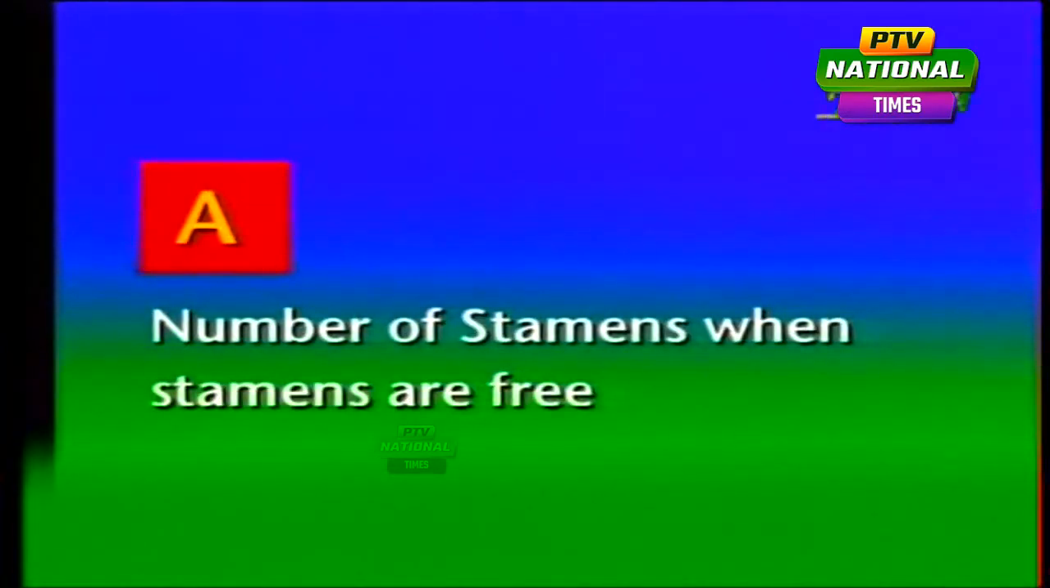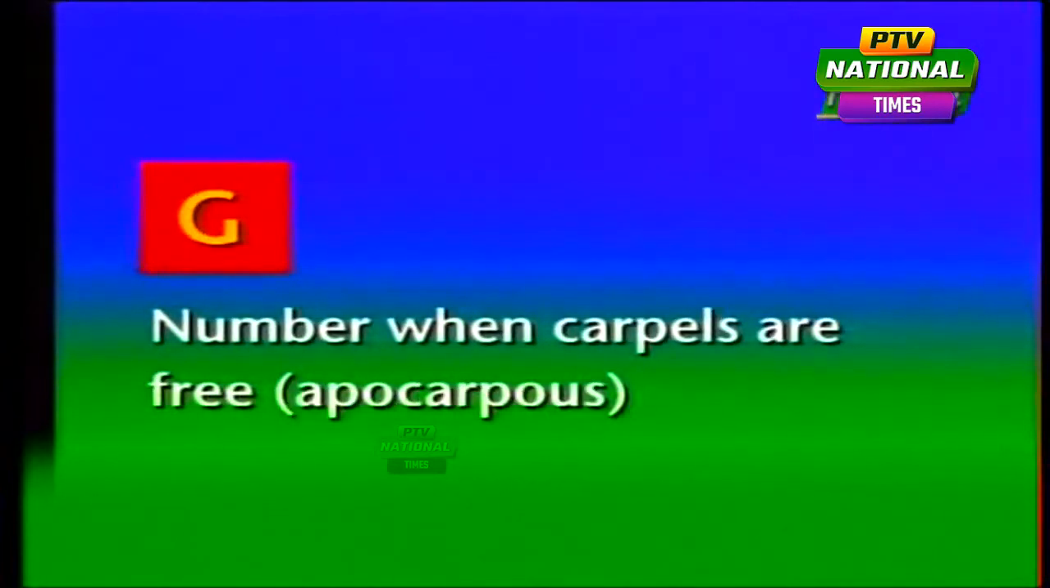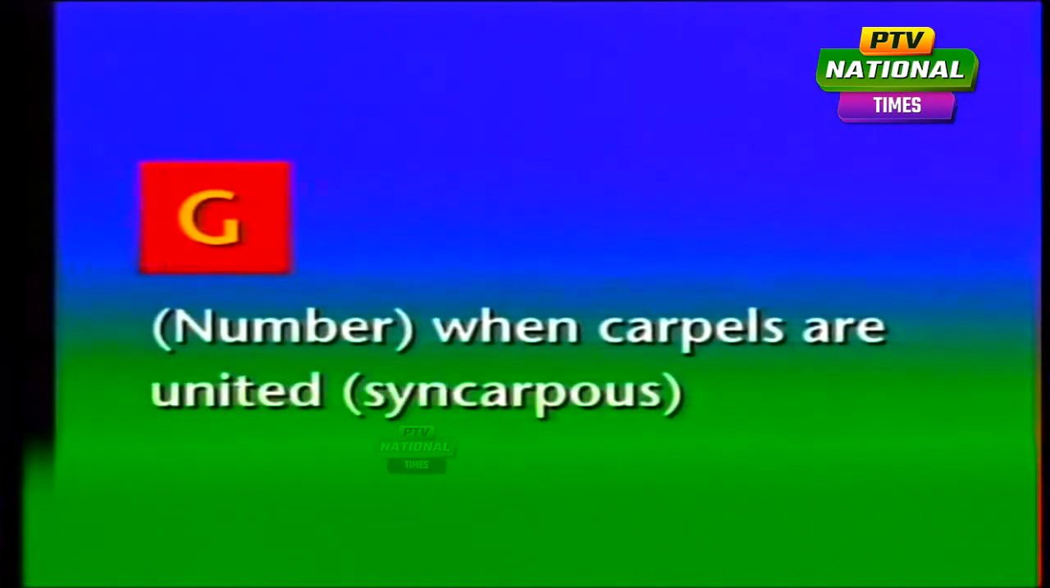A capital A is for the number of stamens when the stamens are free. A capital A with a number in the brackets is when the stamens are united. A capital G with a number when the carpels are free, that is known as apocarpous. And a capital G with a number in the brackets is when the carpels are united, which is known as syncarpous. Now, a capital G with a line on top of it indicates that the ovary is inferior. A capital G with a line underneath it indicates that the ovary is superior.